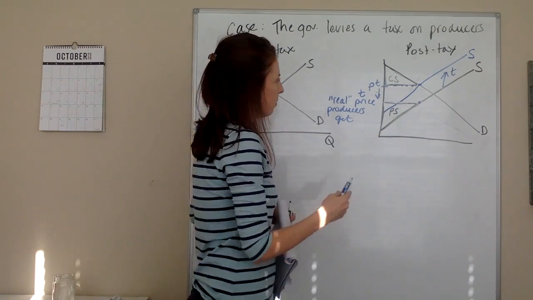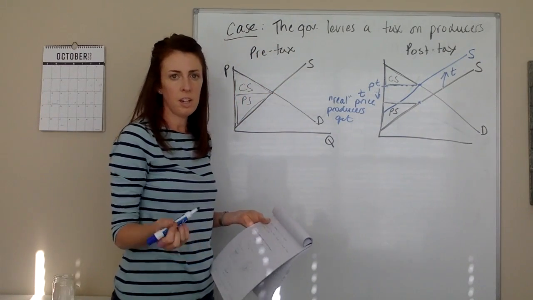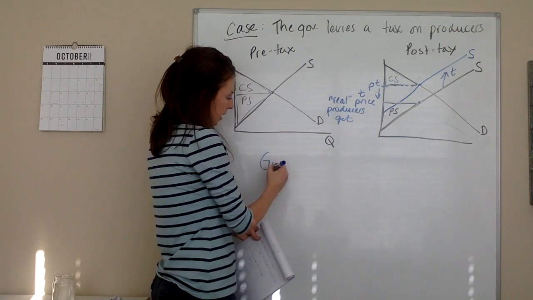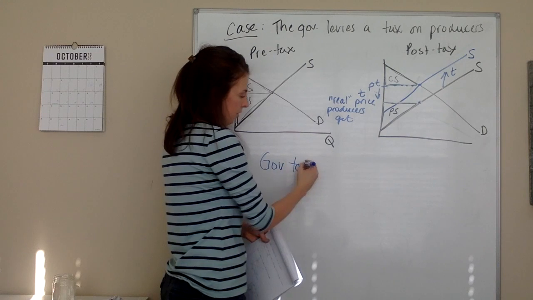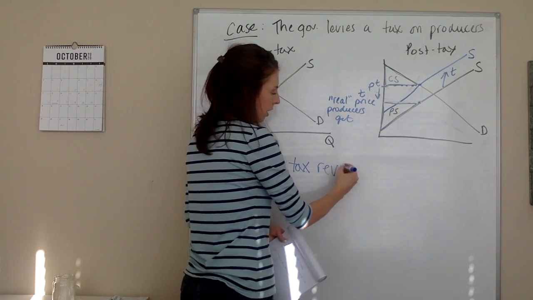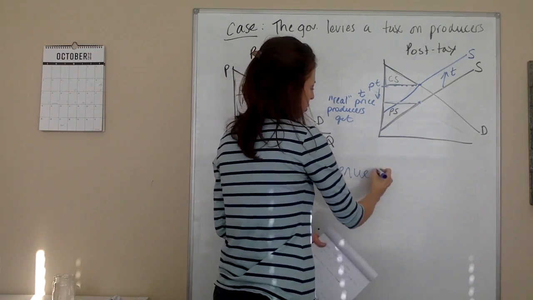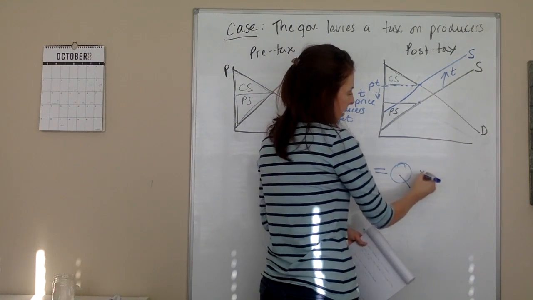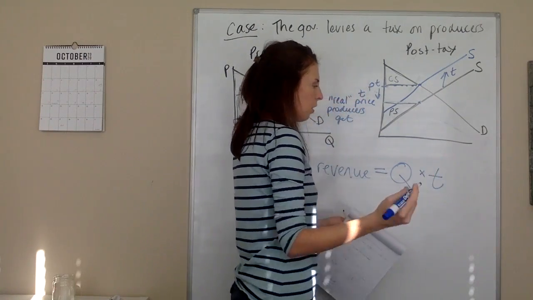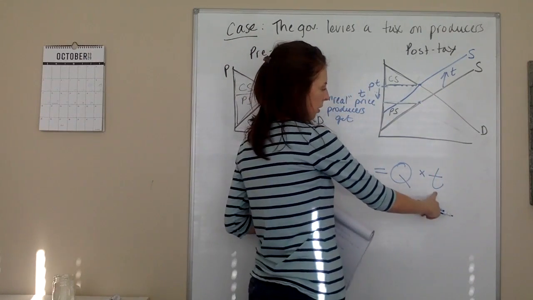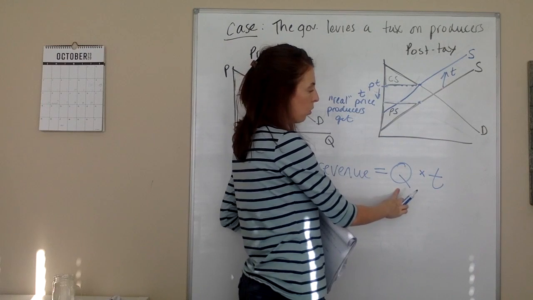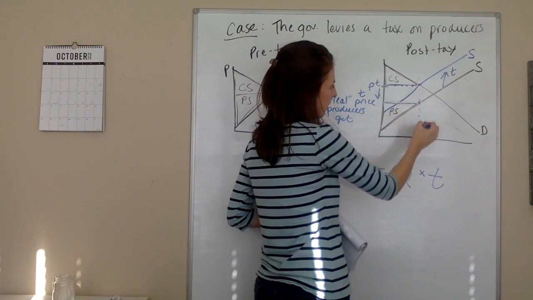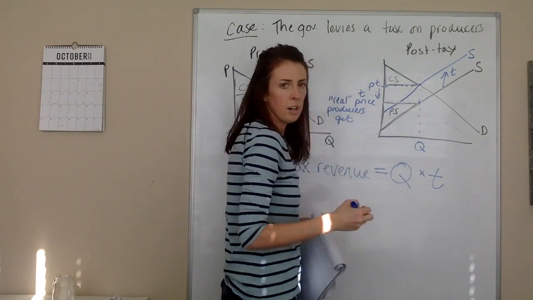Okay, here's another thing I want you to think about. Some of the money in this market got sent to the government, right? So government revenue, in very basic terms, is just equal to the number of units that are sold on the market times the amount of the tax. For instance, if the tax is $1 per unit and there are 100 units sold, then total tax revenue is $100.